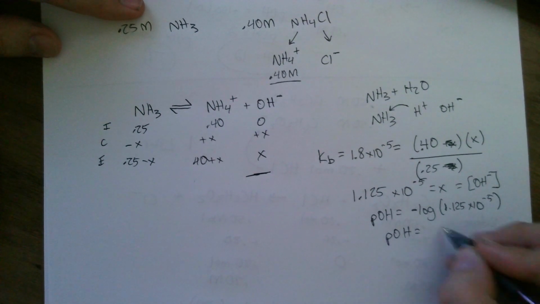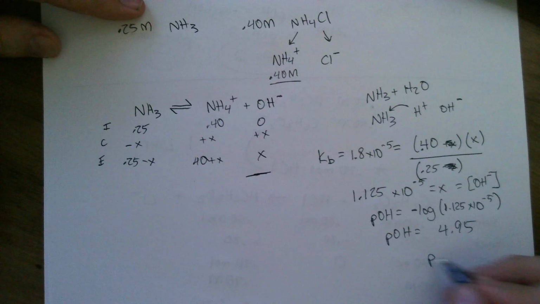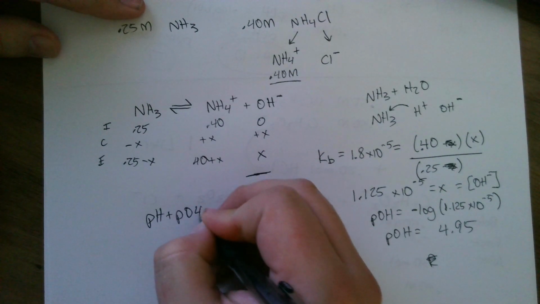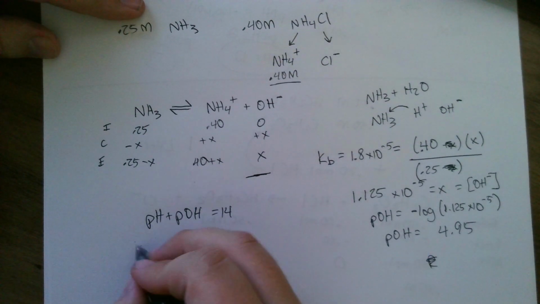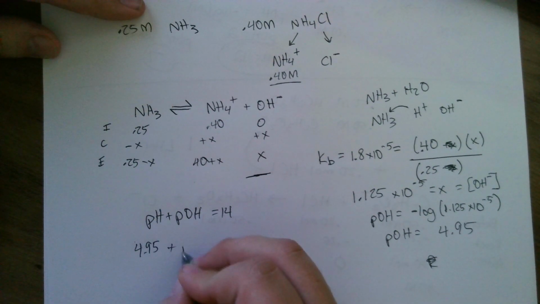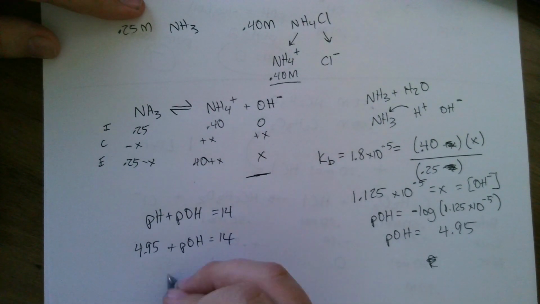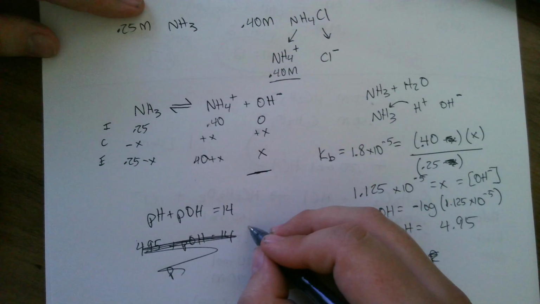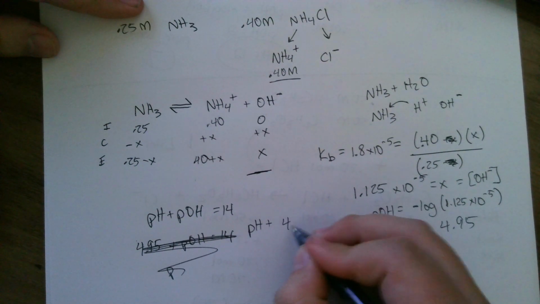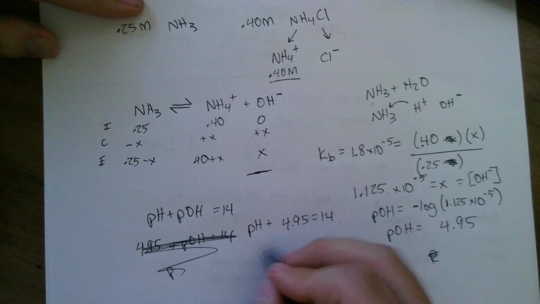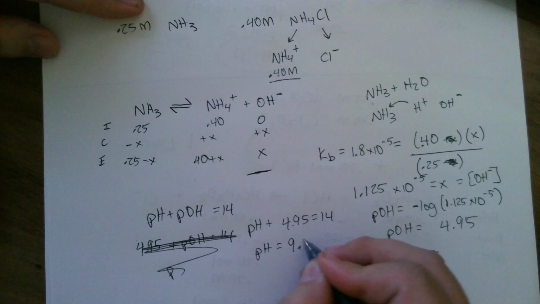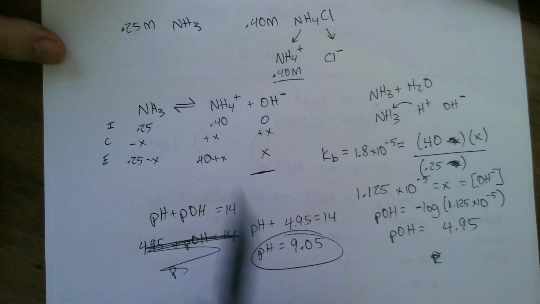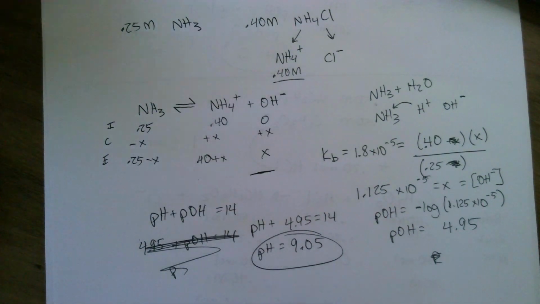pOH is 4.95, meaning my pH, if we remember, pH plus pOH equals 14. 4.95 plus pOH equals 14. I did that wrong, sorry. I know the pOH, so pH plus 4.95 equals 14. pH equals 9.05. This is a buffer made out of a base, therefore it's slightly basic.